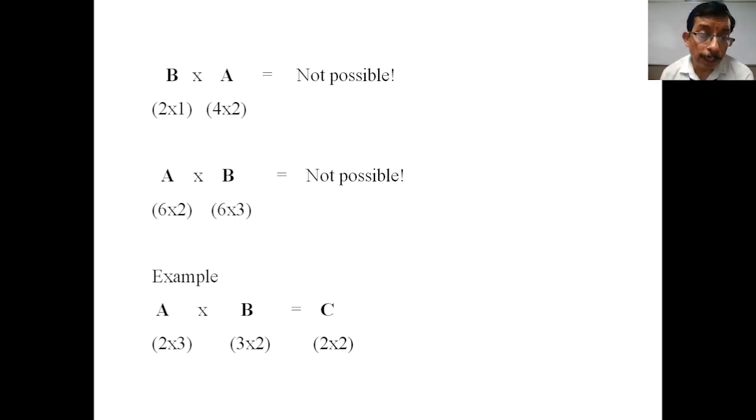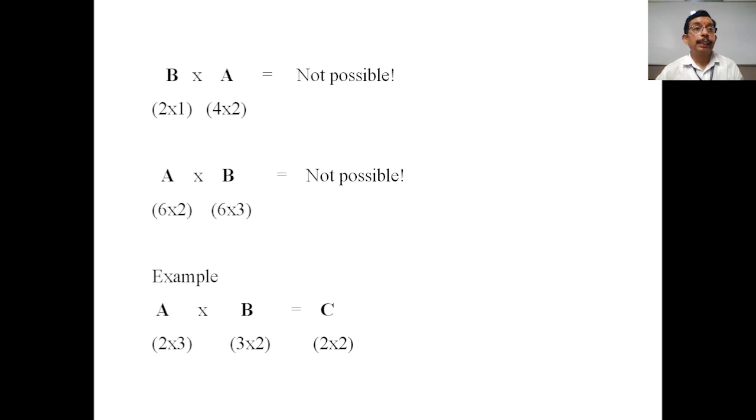The next example: A and B are two matrices. The order of matrix A is 6 by 2. The order of matrix B is 6 by 3. The number of columns in matrix A is 2. The number of rows in matrix B is 6. The number of columns and number of rows are not equal, so the multiplication of matrices is not possible. It is clear, everyone.